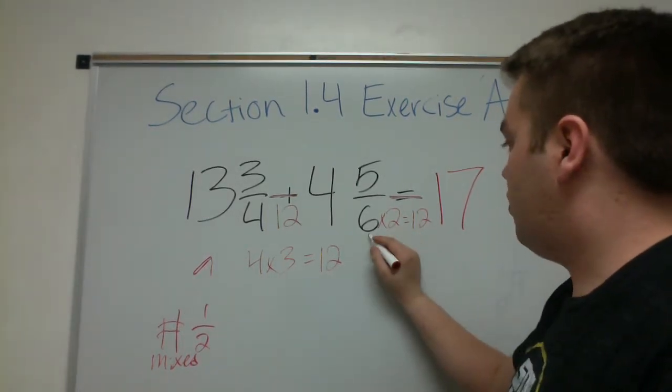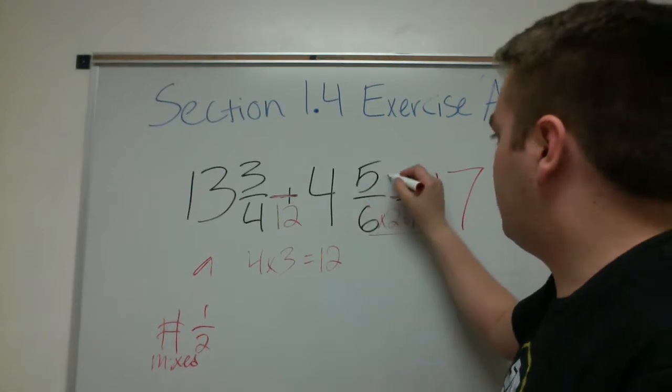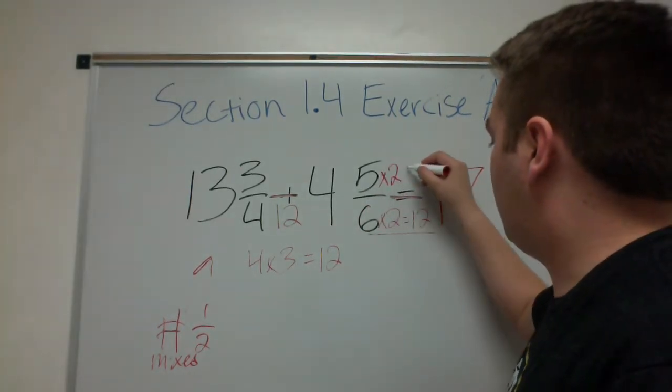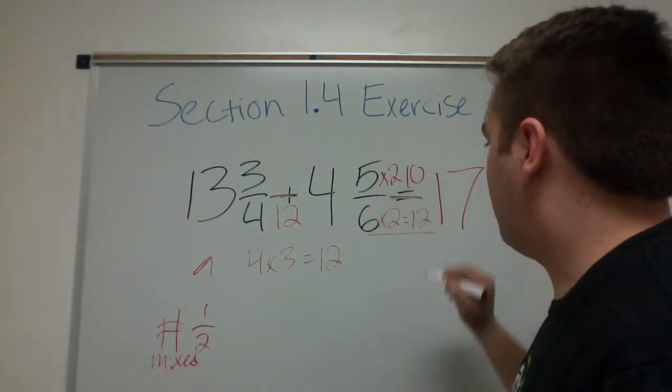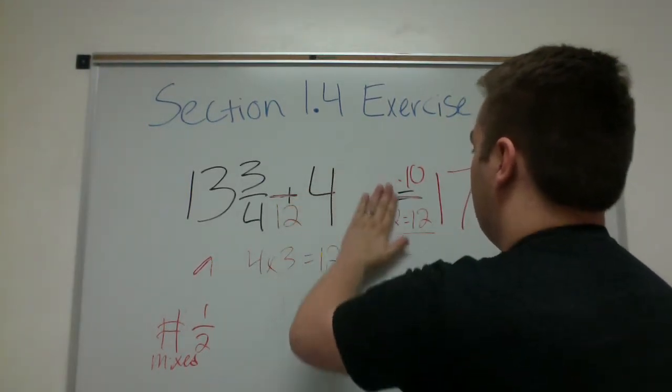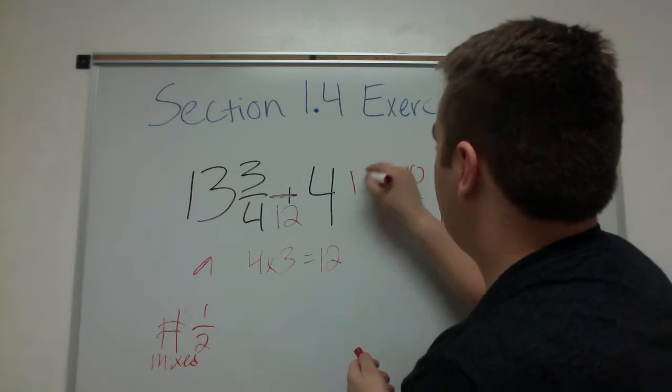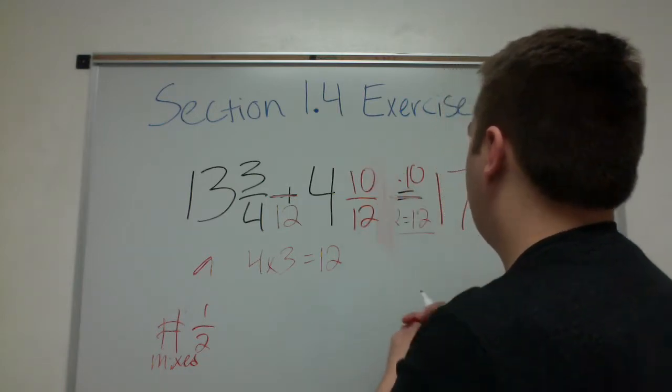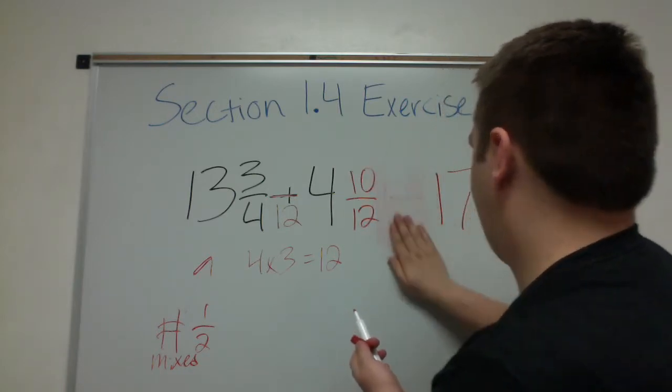So now, whatever we do on the bottom, we need to do on the top. So we're going to take times 2, and that equals 10, right? So now the new fraction is 10 over 12. So I'm just going to erase this and put 10 over 12 and make this a little bit prettier so that you guys can see it better.